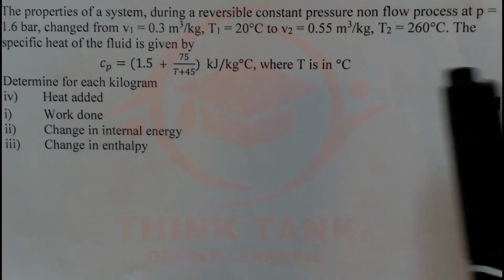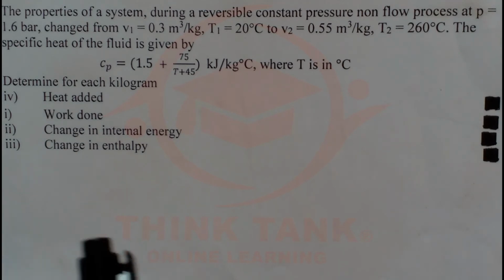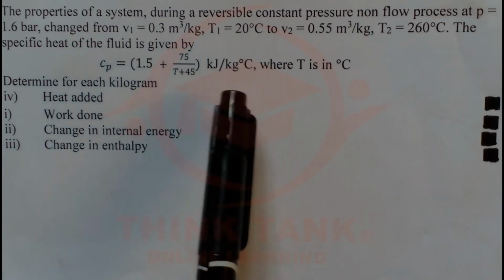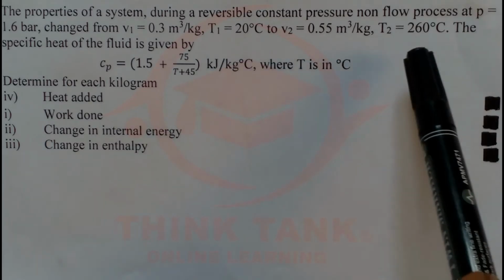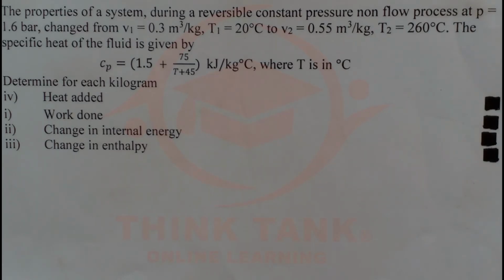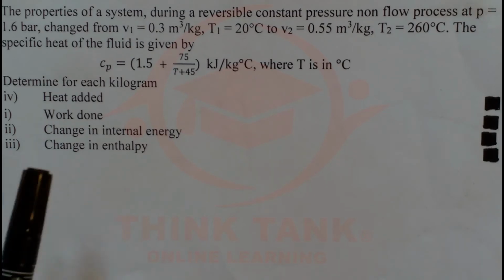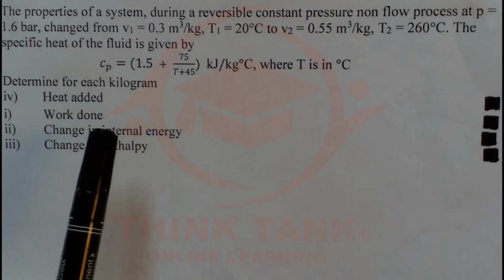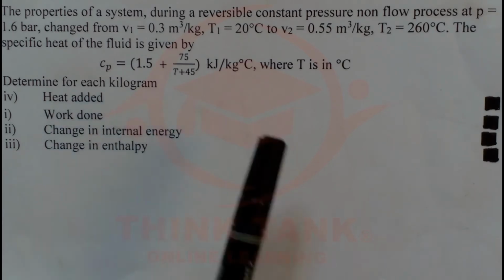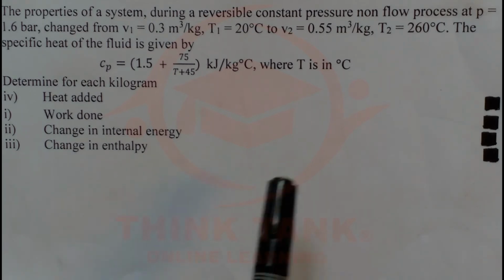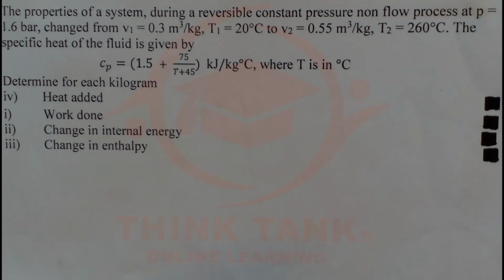So given that P is equal to 1.6 bar, and you should be able to change bar to Pascal or kilopascal. We're given the volume V1 and T1, so this is the initial temperature and initial volume, changing to V2 and T2, the final values. The specific heat of the fluid is directly related to the temperature: it's 1.5 plus 75 over T plus 45. The units are kilojoules per kg degree Celsius, and our temperature is in degrees Celsius, so there's no need to change it to kelvins.